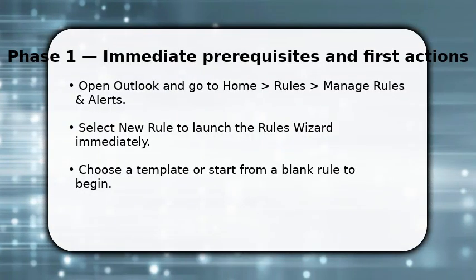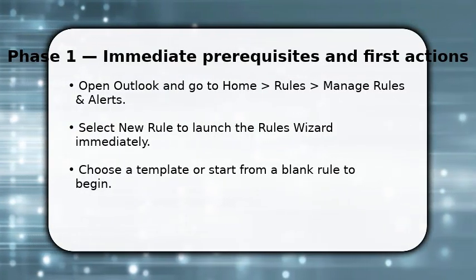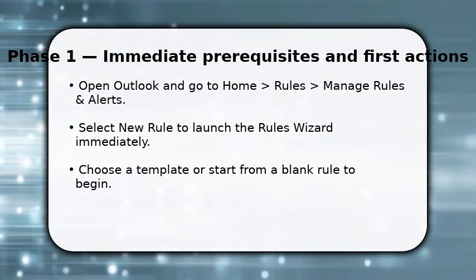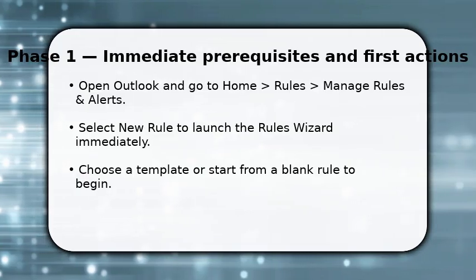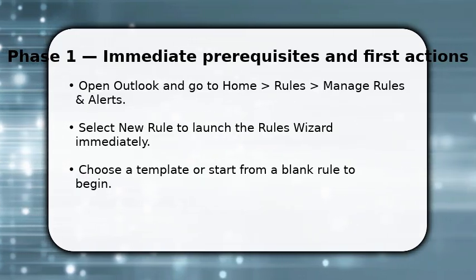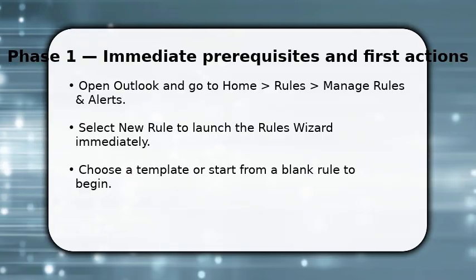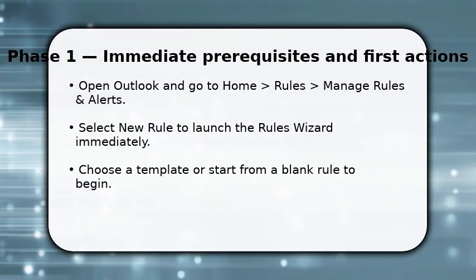You start by opening Outlook and going straight to Home, Rules, Manage Rules and Alerts. This puts the rules wizard in front of you. Choose New Rule now, because waiting wastes time. Pick a template for common flows or start from a blank rule if you need control.